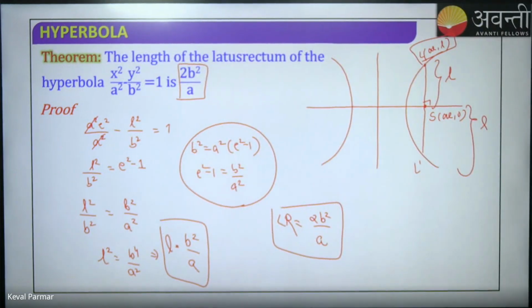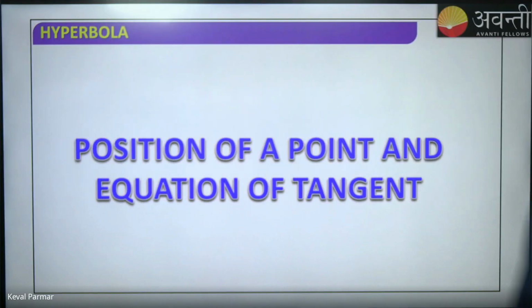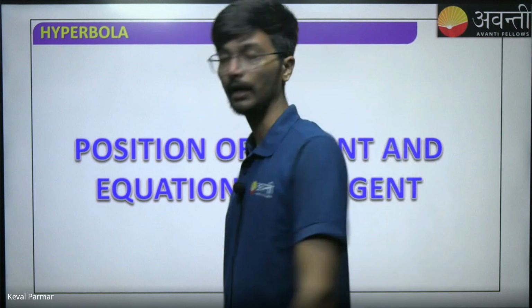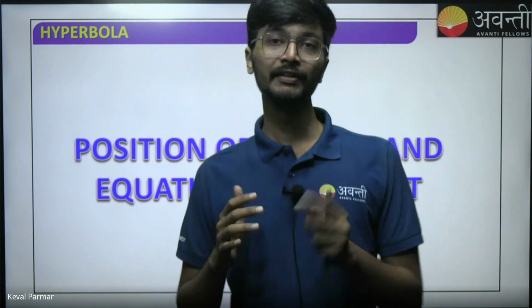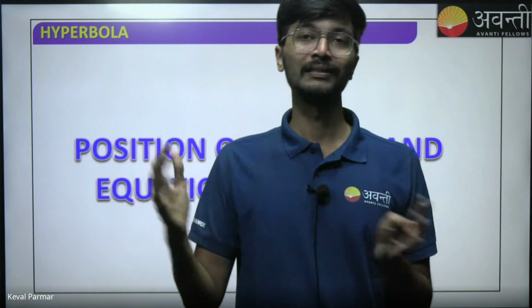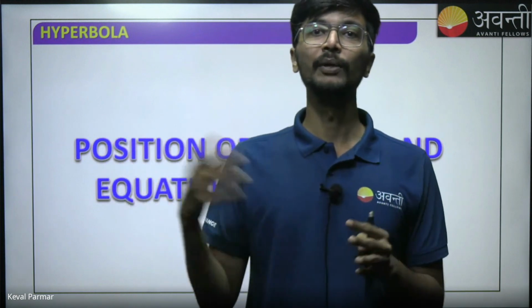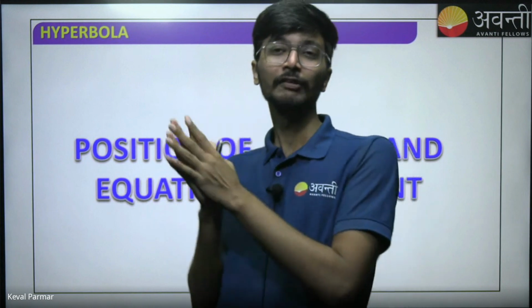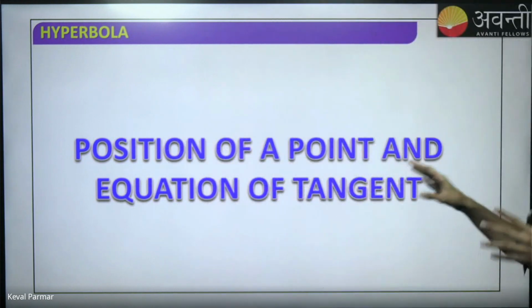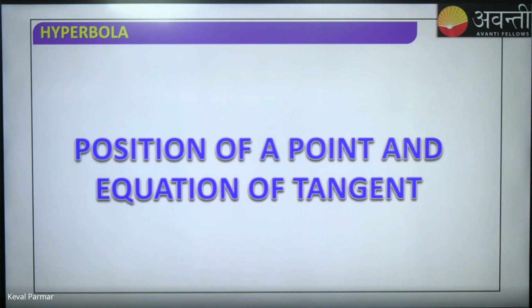Right, guys? So after this, what we are going to do? We will be doing the standard results. So what are the standard results? The standard results that we did were the complete equation of hyperbola and the standard hyperbola part. But now we'll be doing the standard results part, which the first one, as you all know, we have already done in parabola and ellipse, which is position of the point and equation of the tangent.